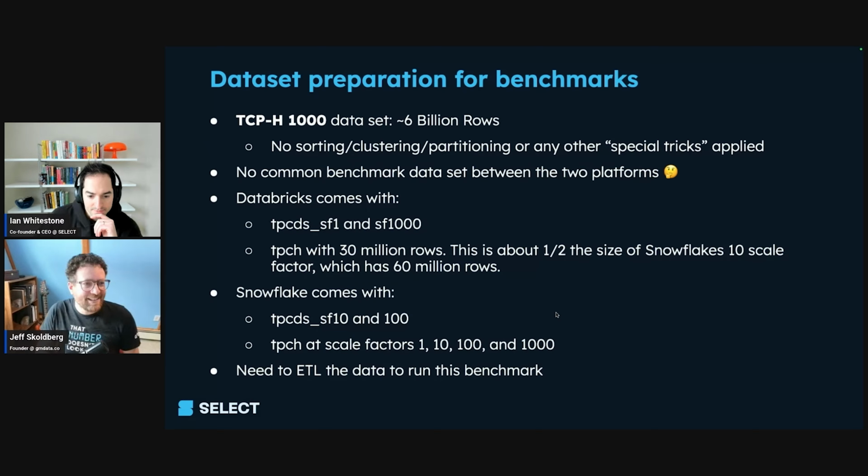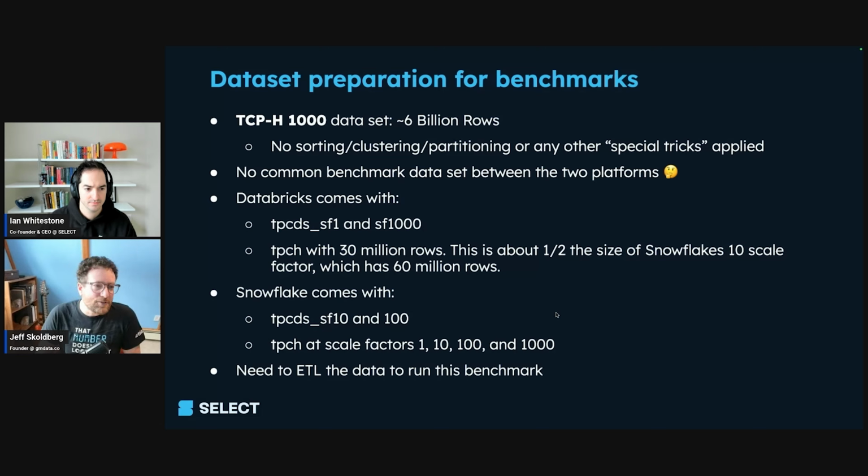Cool. Thanks, Ian. So yeah, let's get into the data set that we use. We're using the TPC-H 1000 data set, so that's scale factor 1000. This comes with 6 billion rows, at least in Snowflake it does. No special sorting or clustering was done to the data. We just took it as is, unloaded it, and loaded it into Databricks as is.